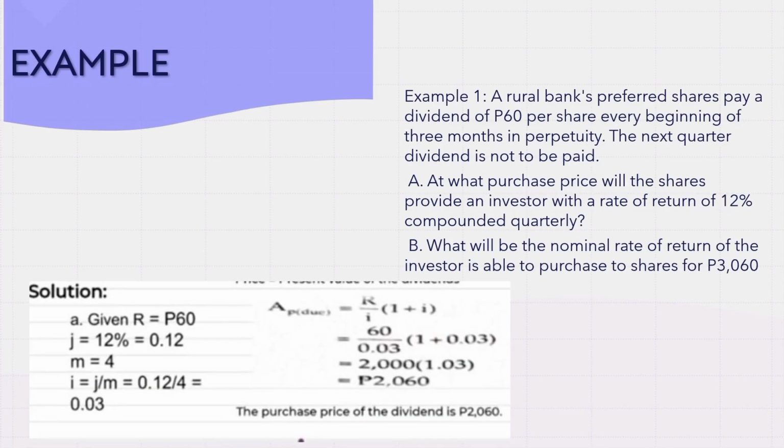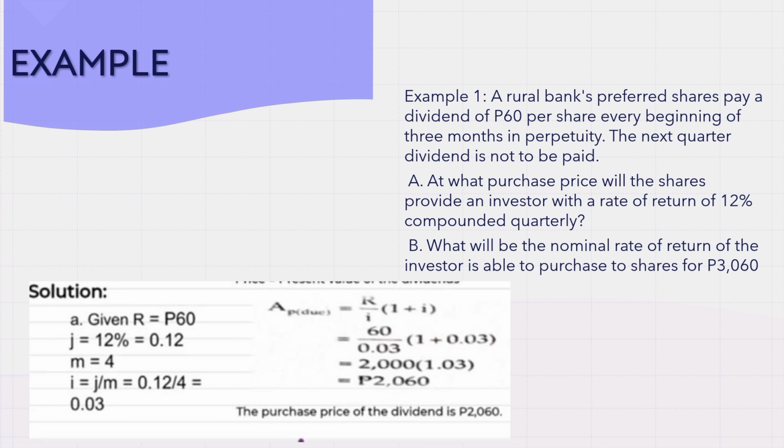Now let's take a look at the examples. Example number 1: a rural bank's preferred shares pay a dividend of 60 pesos per share every beginning of 3 months in perpetuity. The next quarter's dividend is yet to be paid. Letter A: At what purchase price will the shares provide an investor with a rate of return of 12% compounded quarterly? Letter B: What will be the nominal rate of return if the investor is able to purchase the shares for 3,060 pesos?